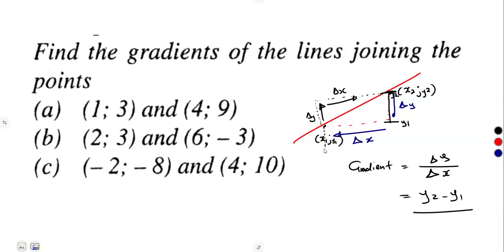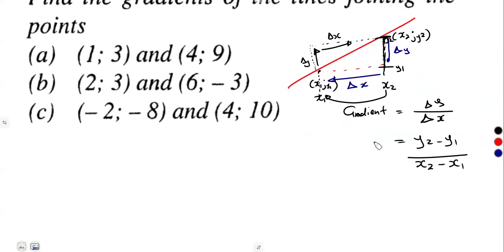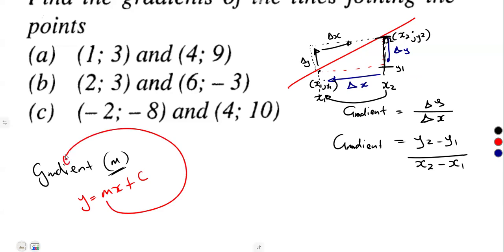Here the x value corresponds to x1, and here the x value corresponds to x2. So the difference between these two points is the change in x, x2 minus x1. That's basically your gradient in short. The gradient is taken from this formula, where it is represented by the letter m in mathematics. When we write the equation y equals mx plus c, this m is our gradient, the one calculated from this formula.